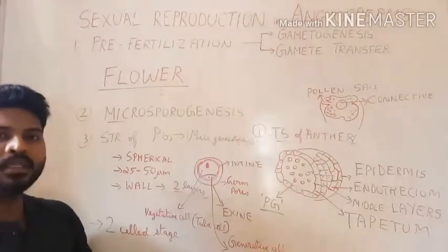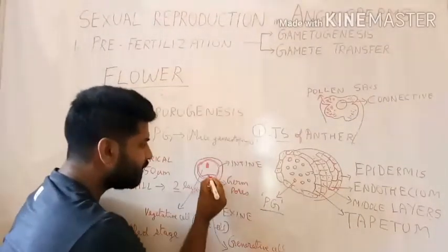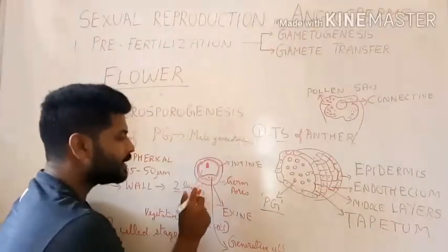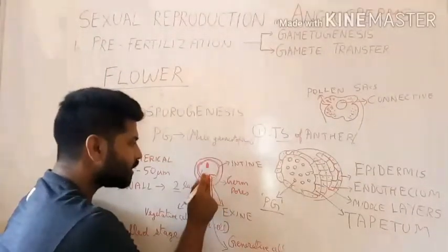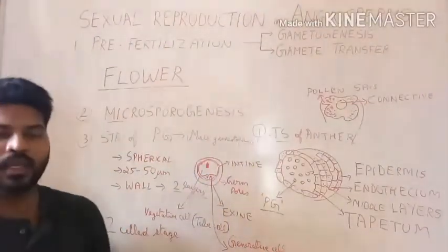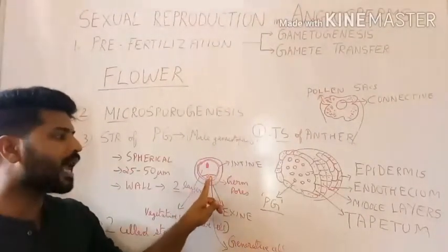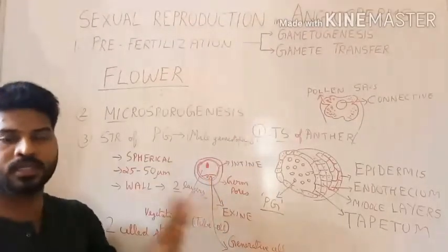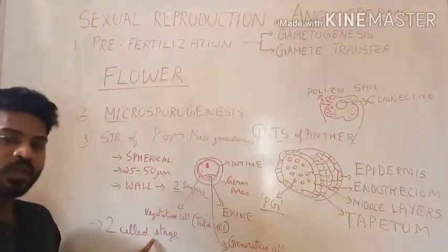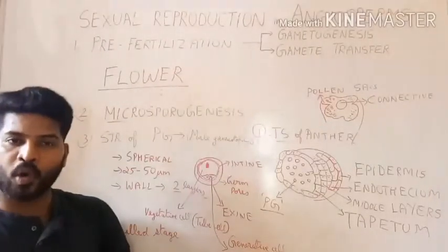So where does the third cell come from? The third cell comes from the division of the generative cell. This generative cell will undergo division and produce two nuclei. These are the two male gametes, which are seen in monocots. In 60% or 70% of the plants, pollen grain is released in the two-celled stage. That is about the structure of the pollen grain.